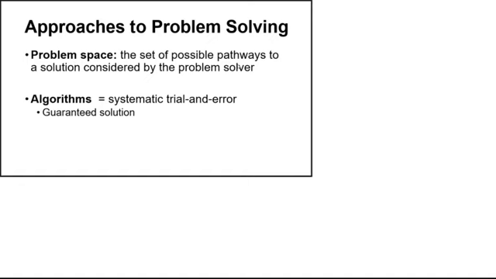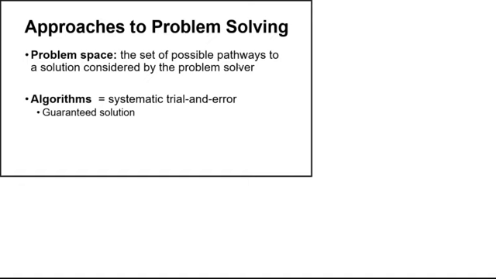But we're going to start off here with a couple of terms, the first being the idea of the problem space. And this is the set of possible pathways to a solution that are considered by the problem solver. So basically, when somebody sets up a problem, especially the experimental situations we've been looking at, they've been set up with certain restrictions and rules that guide what you can and can't do. The problem space would include all of the possible solutions to get from the start point to the goal.